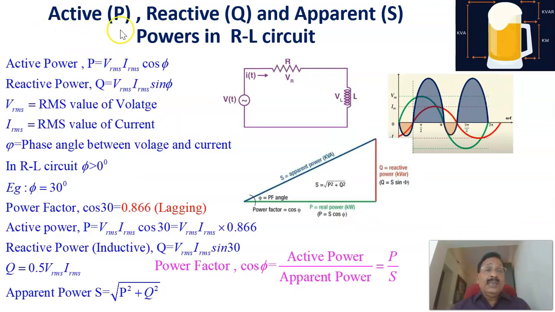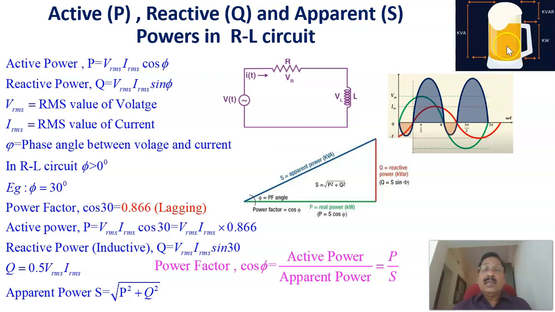And now continuing with active power, reactive power Q, apparent power S, and power in an RL circuit. Same circuit here, same as we have seen, the voltage and current and power diagram already explained. And this is the power triangle. This is the real power, and this is the reactive power, that is P, Q, and this is the apparent power.